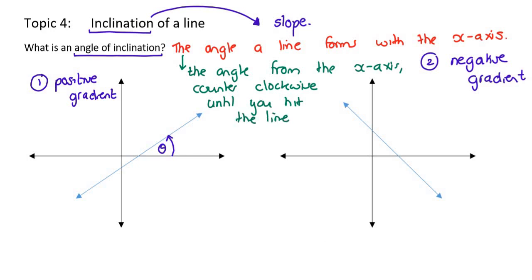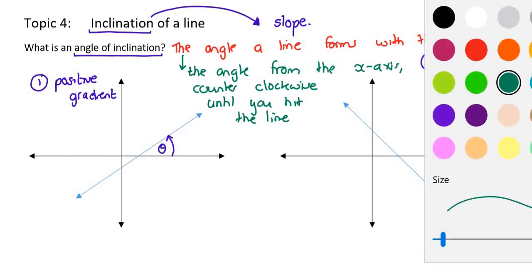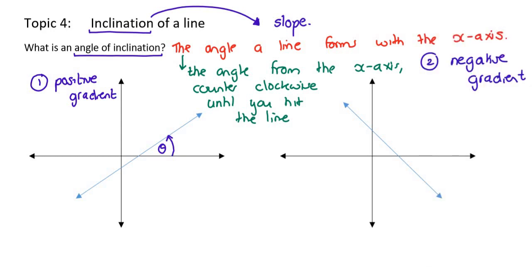So let me just say this again. The definition of an angle of inclination is the angle that a line forms with the x-axis. I think that can be ambiguous if I say just that, because then is it that angle there? If I put alpha there, is it that angle? Because that's an angle between the line and the x-axis. And so that's why I've written what I've written in green. It's the angle if you start at the x-axis and you go counterclockwise until you hit the line. That's called the angle of inclination.